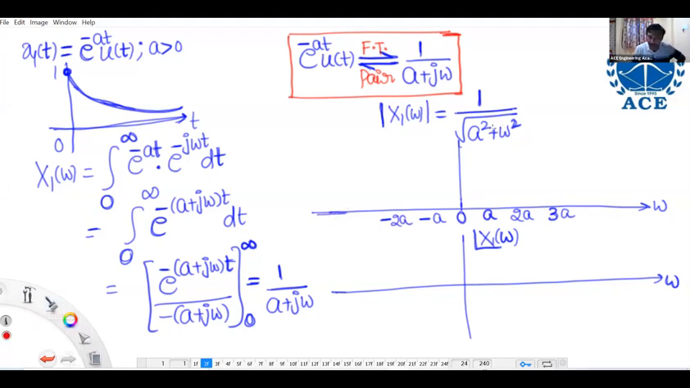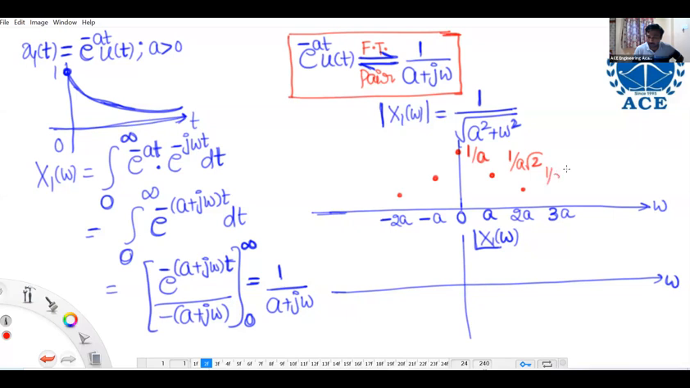If I take omega 0, what is the magnitude level? See here, see the cursor. If I take omega 0, magnitude is 1 by a. If I substitute omega as plus or minus a, it is 1 by root 2 a square, that means 1 by a root 2. For omega plus or minus 2a, it is 4a square plus a square, so 1 by a root 5.